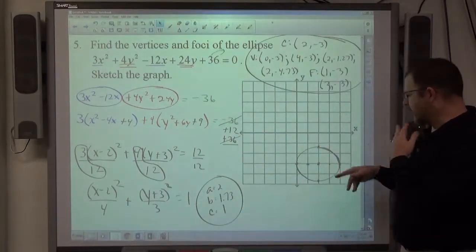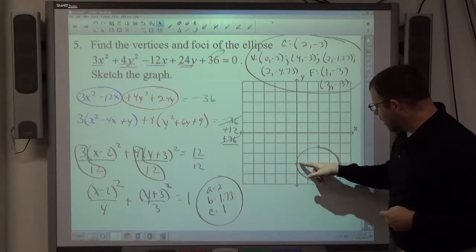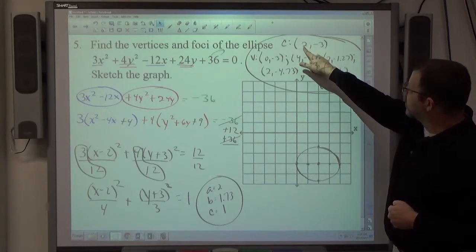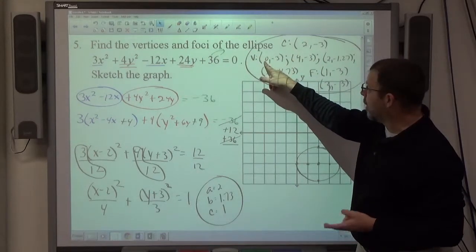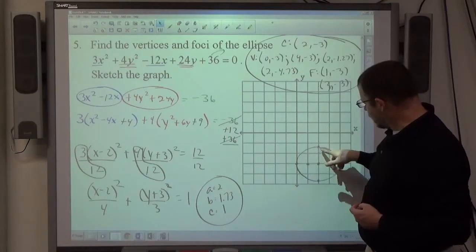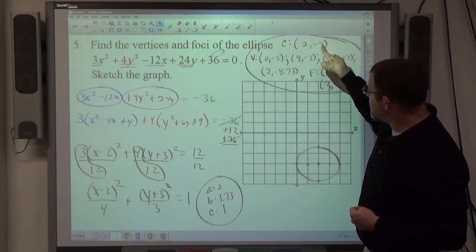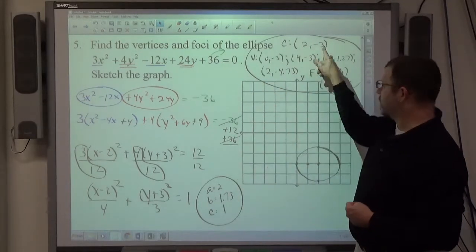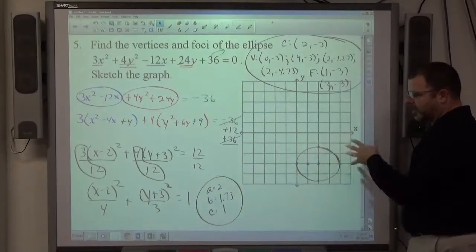Just a quick note about the vertices as far as getting the coordinates here. If I'm moving left and right, x is changing, so I take the center. If I add and subtract a, so 2 minus 2 is 0, 2 plus 2 is 4. Find the vertical vertices, this one and this one, and you're not sure about the specific numbers. The center plus 1.73, the center minus 1.73.